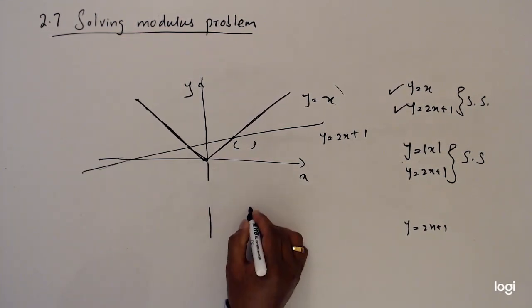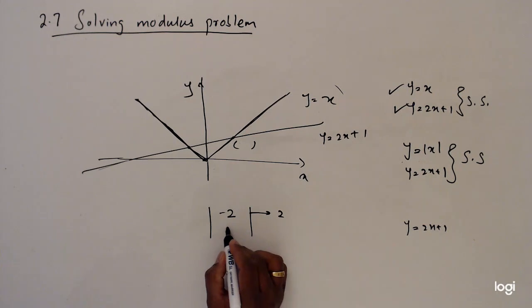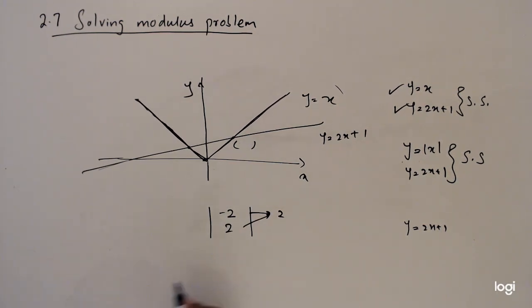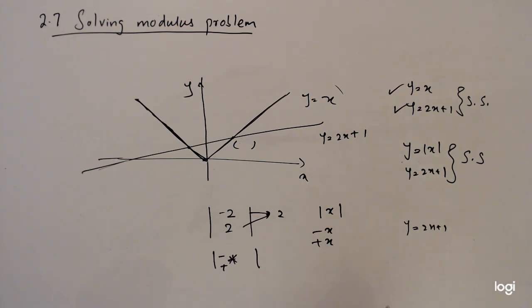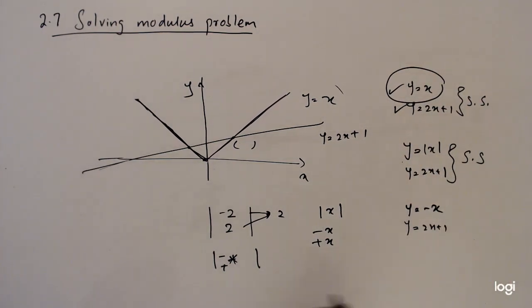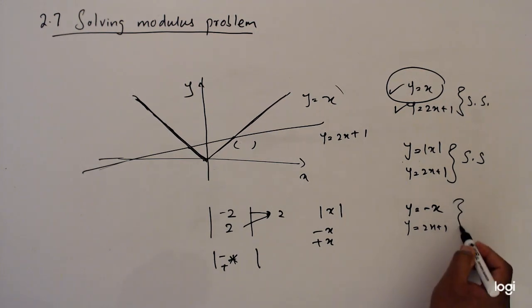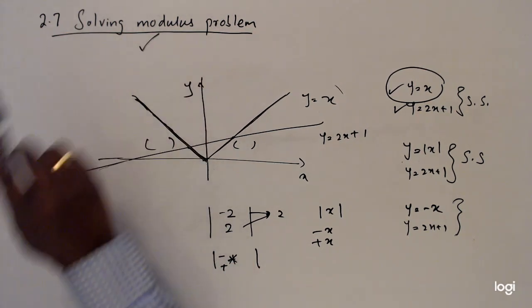Now we consider modulus. Modulus minus 2 is 2. Modulus 2 is also 2. Modulus x can be negative or positive. So when you have mod x, it can be negative x or positive x. So we have already considered positive x, the other one is negative. Now this is y equal minus x. Now when you solve, you can get this point. So this topic is finished now.